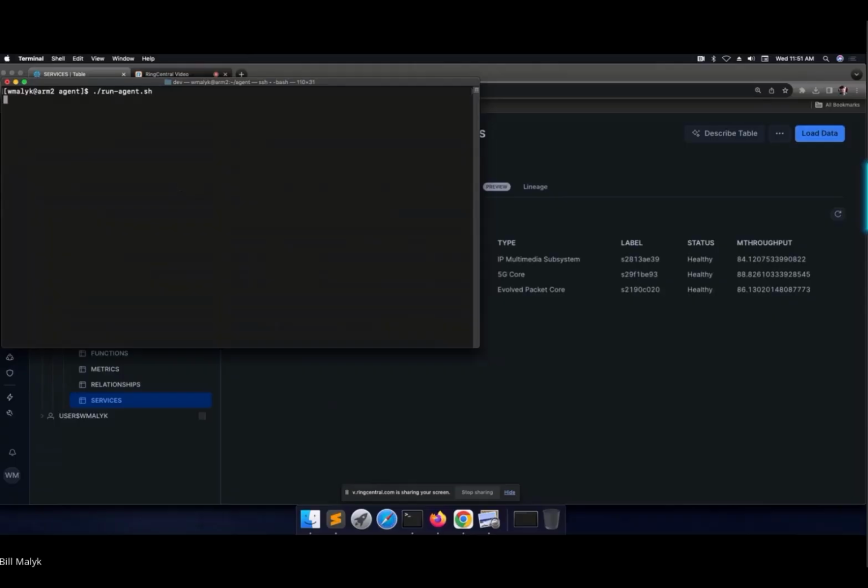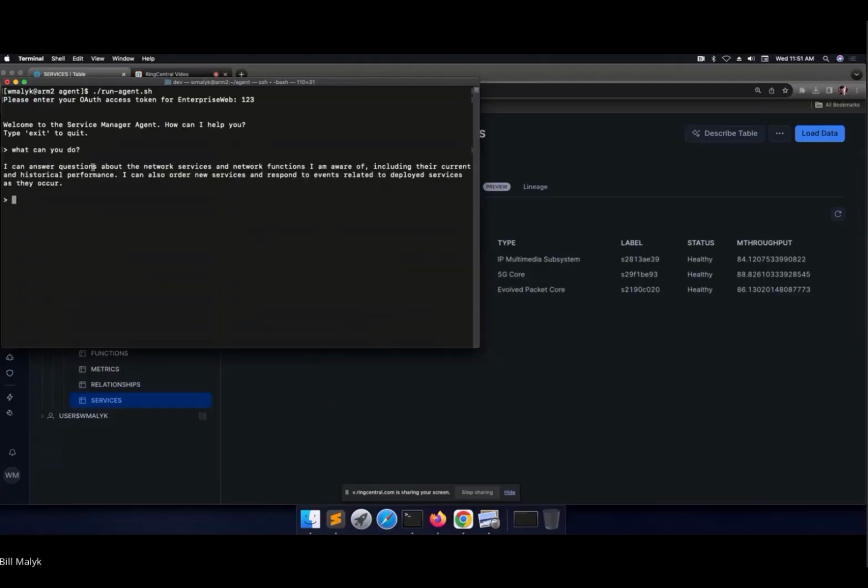So I'm going to log in. The first thing it makes you do is enter your token so that you're secure. So everything you do is through your lens of security. It's a service manager agent. I can actually ask questions like, what can you do? And it can answer questions about network services it's aware of, their state, and I can also order new services and respond to events. So this is a highly capable agent already, right?